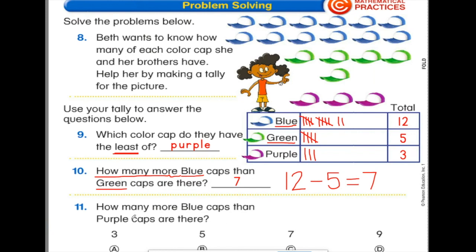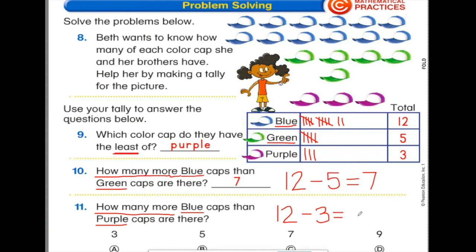And the last question is, how many more blue caps than purple caps? So again, we have those key words in the beginning. I'm comparing the blue caps and the purple caps. Let's look back up at our graph and collect our information. For blue caps, we have a total of 12. So I'm going to write that number down first, and I'm comparing it to the purple caps. The purple caps is, looking back at the chart, 3. So all I need to do is subtract to compare them and find the difference.